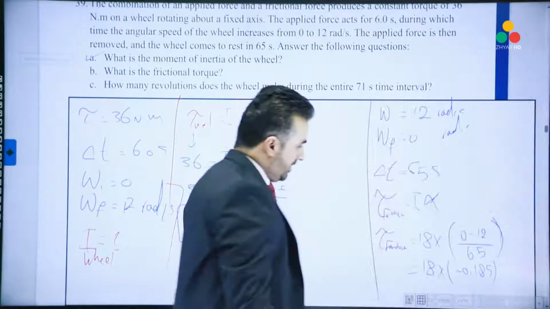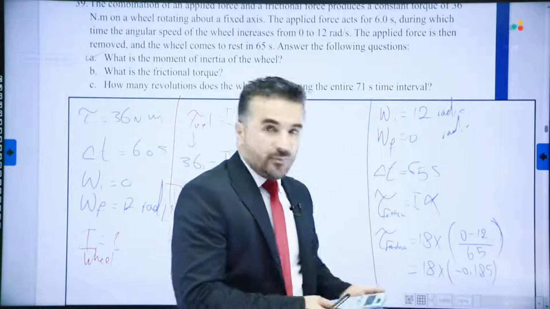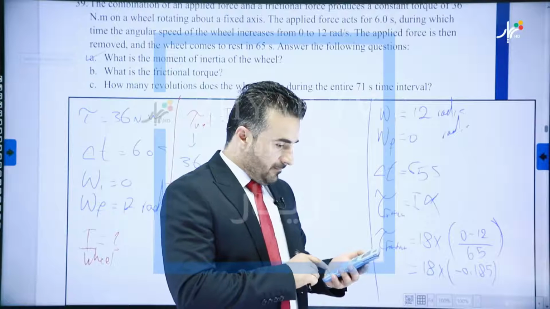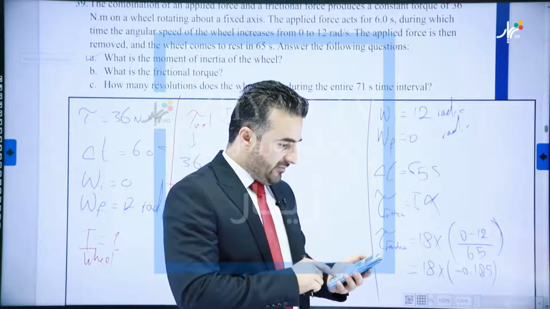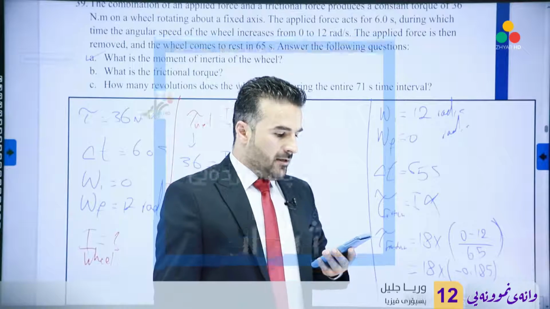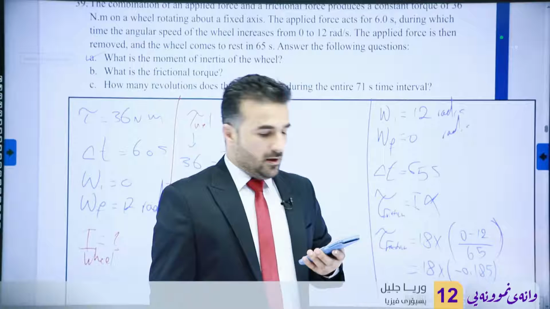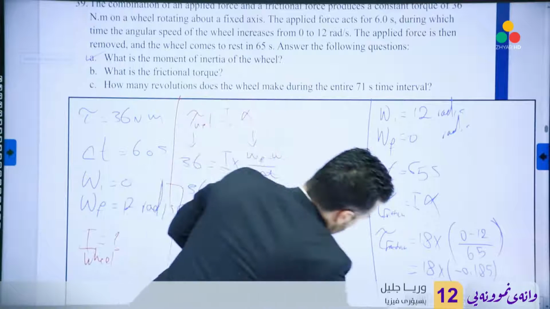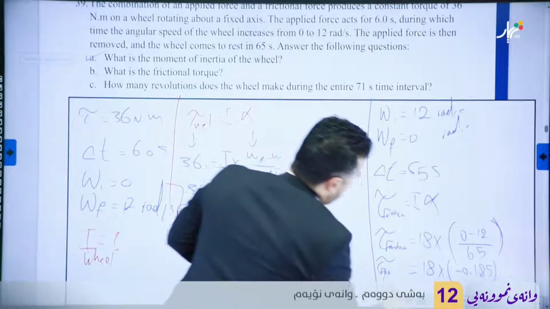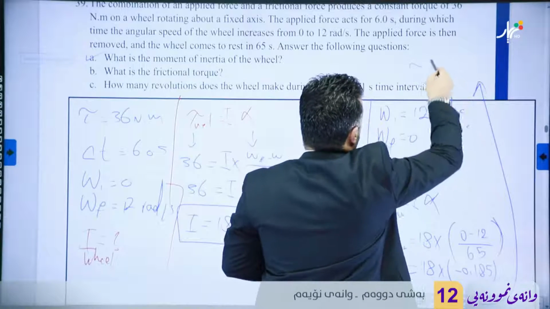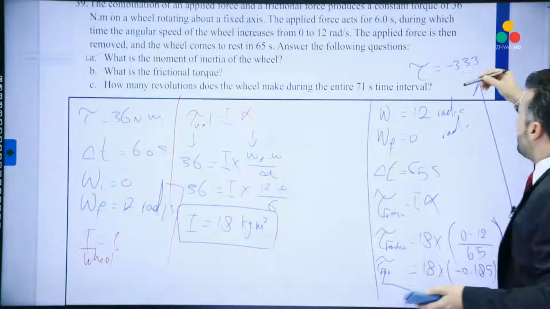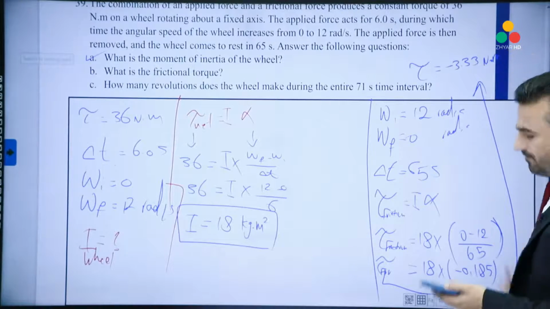So now all you need to do is just multiply. 18 multiplied by negative 0.185. The answer is going to be negative 3.33. So the net torque here, or torque of friction, perhaps I can write it up. We can say torque of friction is going to be negative 3.33. And of course, you know, the unit of the torque is Newton meter.